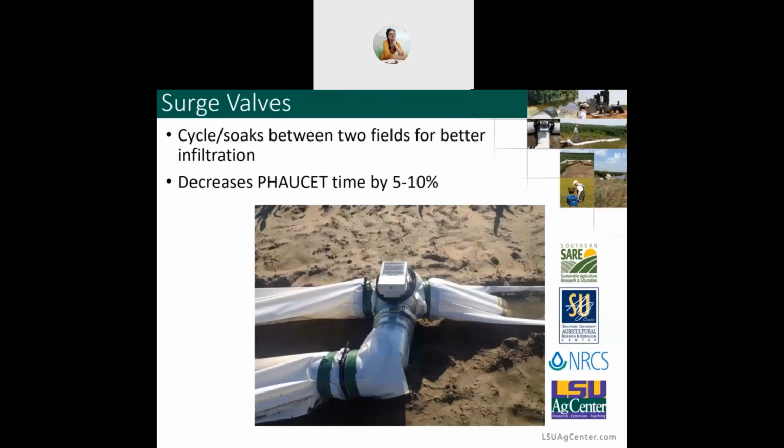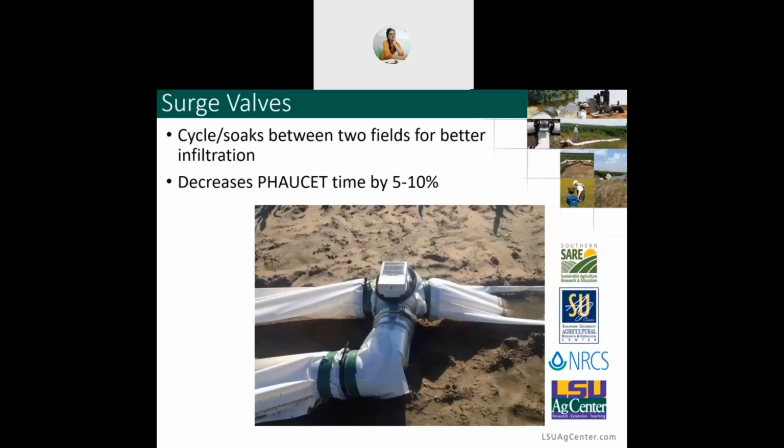Another technology available is a surge valve. So you've punched the appropriate holes in the pipe, and now you need to move that water across the field. A surge valve can help you move that water across the field while infiltrating more efficiently. And so the surge valve, which has a little controller on it that will need to be programmed, will surge the irrigation to each side of the field. It splits the field basically in half, and you'll surge it onto the field, allowing time for infiltration.